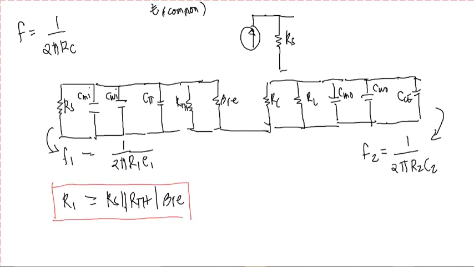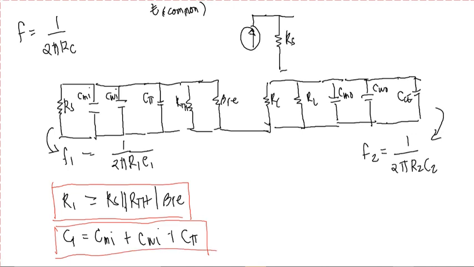Another one is for our C1. If the capacitances are in parallel, we just add them. So this will be CMI plus CWI plus C pi. This will be our second formula for the input. Solve this, and then we substitute it into our formula. Automatically, this will be your first answer for your F1.